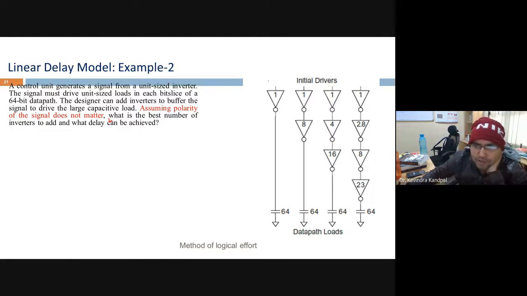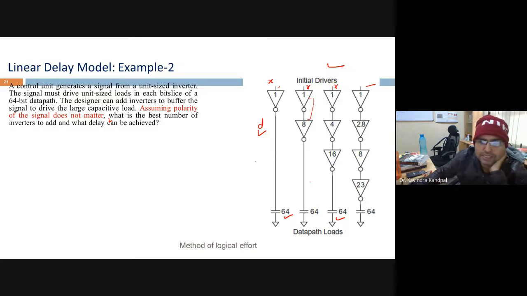I'm saying you have a choice of drivers. You can have one inverter as a driver, with 1 picofarad capacitance at the input, and you are directly driving a 64 picofarad load. Then what will be the least amount of delay you can get from this chain? Another one is you are having 2 inverters, and what could be the least amount of delay? Another one is 3 inverters, then what is the least delay? Another one is 4 inverters. So can you compare the delay performance?